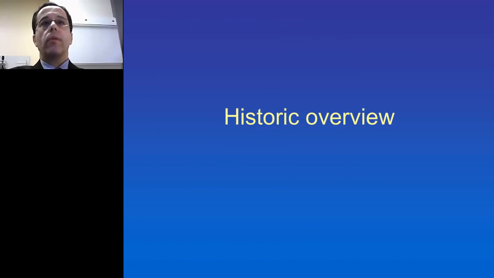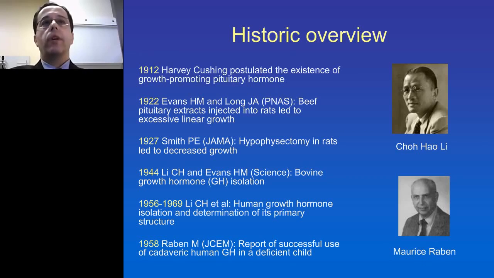So it was over 100 years ago that Harvey Cushing, the famous neurosurgeon, postulated the existence of a growth-promoting substance produced by the pituitary, and this was based on clinical observations. At that time, nothing was known about pituitary physiology. It took at least another 15 years to describe the existence of a substance elaborated by the pituitary gland that promotes growth based on animal experiments.